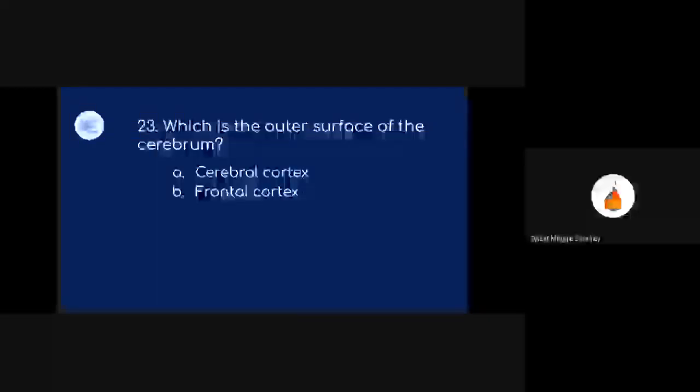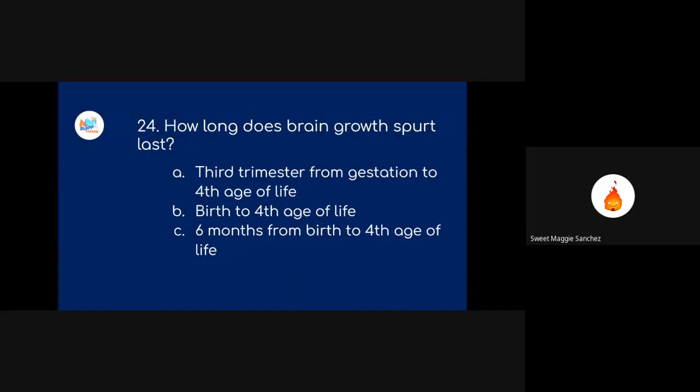Okay, timer stops. Question 24. How long does brain growth spurt last? Is it A, third trimester from gestation to fourth age of life, B, birth to fourth age of life, or C, 6 months from birth to fourth age of life?